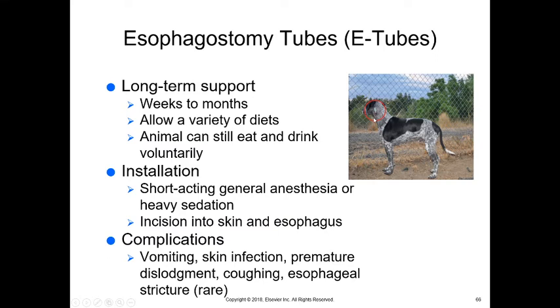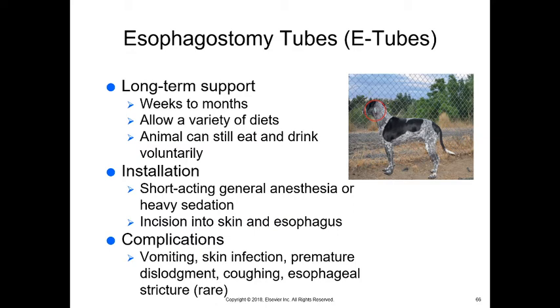This is an example of an esophagostomy tube. This is a tube that is located in the neck of this animal. It is sutured or glued into place, and we will feed directly into that tube. It's for more long-term support, weeks to months. It can allow us to give a variety of diets, some slurries, kind of like milkshakey type food. The animal can still eat and drink voluntarily, so if they do decide to eat on their own, great, we'll allow them to eat on their own.